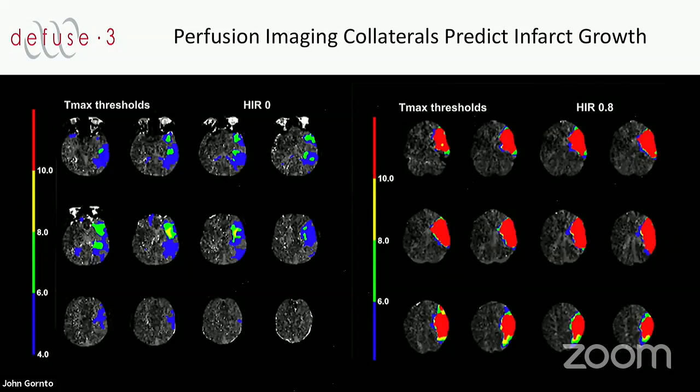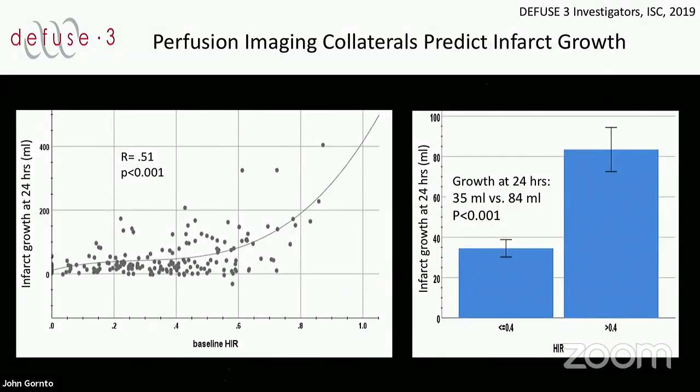It's based on what we call the HIR, which is what percent of the perfusion lesion has a severe delay. And here, I'll just show you a couple of studies. This is from DEFUSE 3, showing that the patients who have the favorable HIR, the good collaterals, have much slower growth at 24 hours. They only grew 35 ml at 24 hours versus 84 if you had poor collaterals.